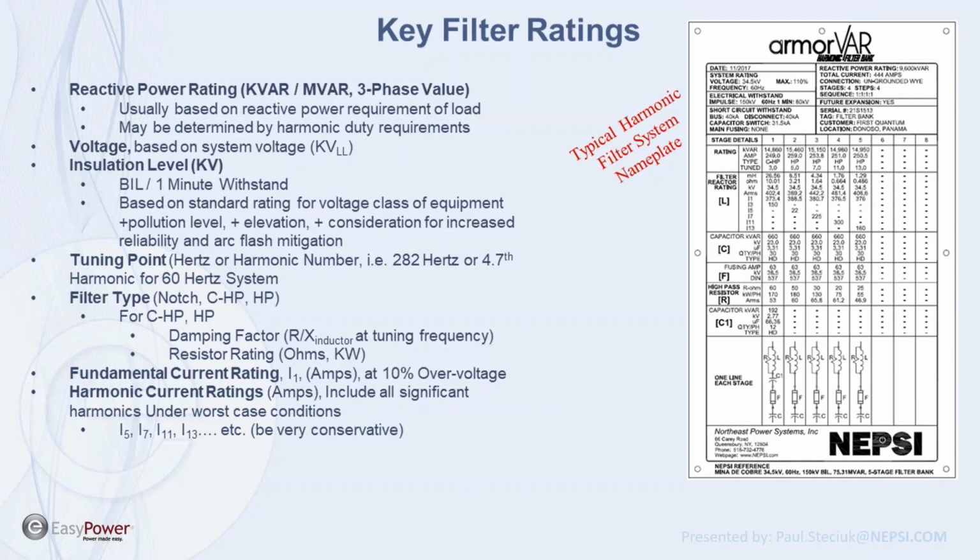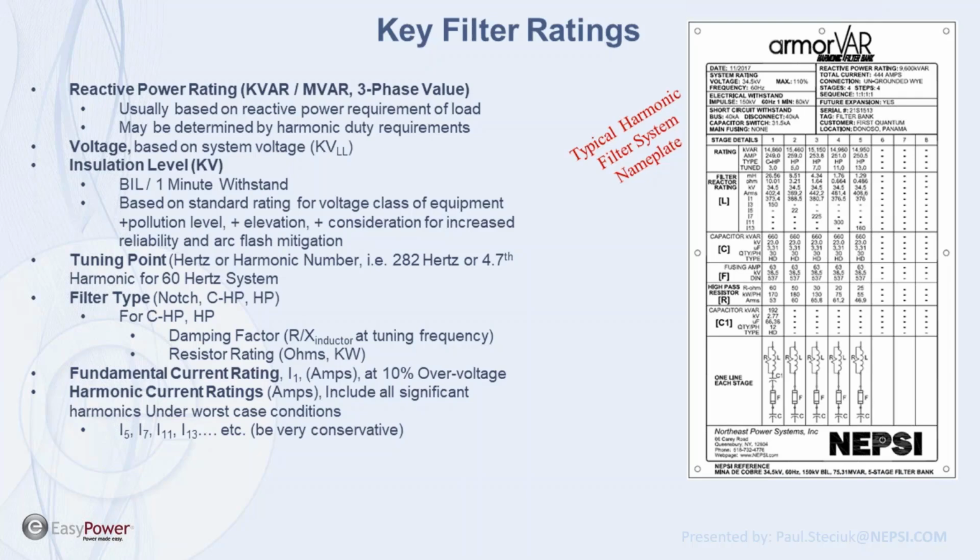We typically have a fundamental current rating, which is basically related to the reactive power rating of the system. Whatever the reactive power rating is, we have a fundamental current. You want to account for a 10% over voltage condition. There is a possibility that you will have a 10% over voltage, so all filters should be designed assuming that you have that 10% over voltage condition. And then harmonic currents. You would want to specify all the major harmonic currents associated with the filter.